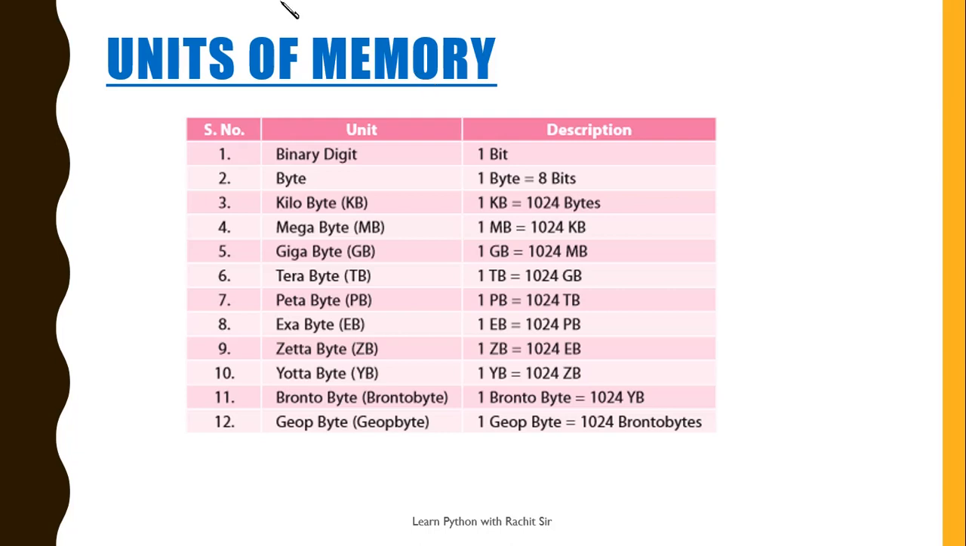This is the chart. Binary digit is 1 bit. 1 byte is equal to 8 bits. 1 kilobyte is equal to 1024 bytes. 1 megabyte is equal to 1024 kilobytes. 1 gigabyte is equal to 1024 megabytes. 1 terabyte is equal to 1024 gigabytes. 1 petabyte is equal to 1024 terabytes. 1 exabyte is equal to 1024 petabytes. 1 zettabyte is equal to 1024 exabytes. 1 yottabyte is equal to 1024 zettabytes. 1 brontobyte is equal to 1024 yottabytes, and 1 geopbyte is equal to 1024 brontobytes. This is the full chart of units of memory.